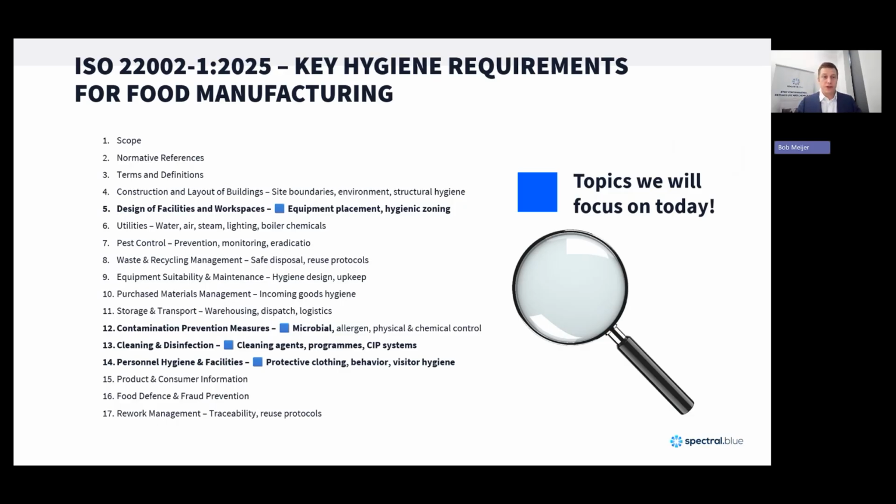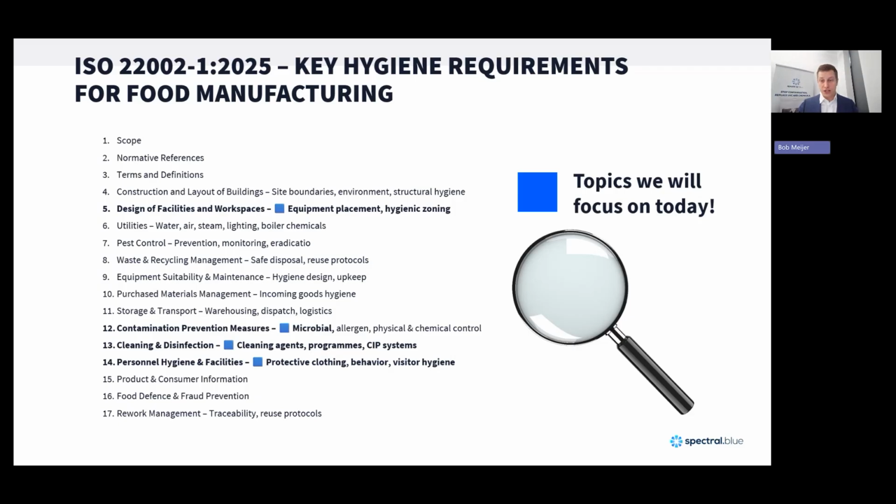Now looking deeper into ISO 22002 Standard 1 from 2025 and the key hygiene requirements for food manufacturing specifically. Some of the topics we will focus on today are the design of facilities and workspaces, contamination prevention management, cleaning and disinfection, and then personal hygiene and facilities. The ISO 22002 Technical Standard 1 has a focus on food manufacturing with the purpose of updating the sector-specific prerequisite programs for food production environments.